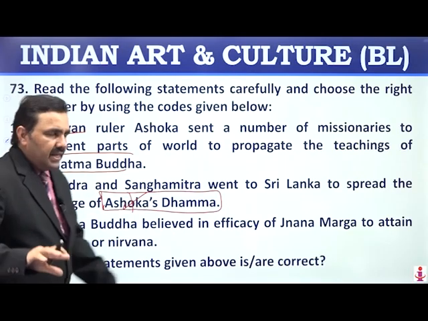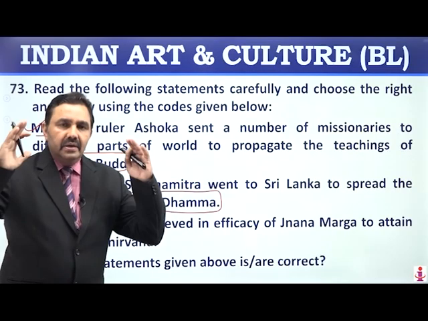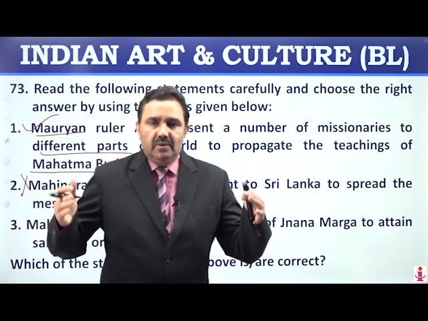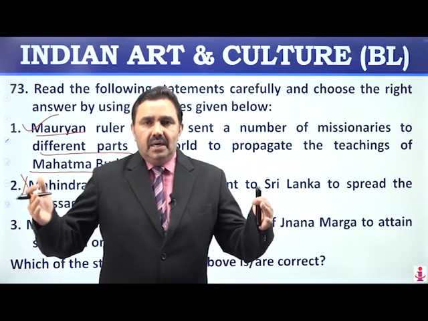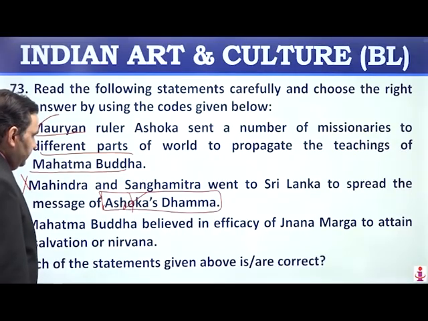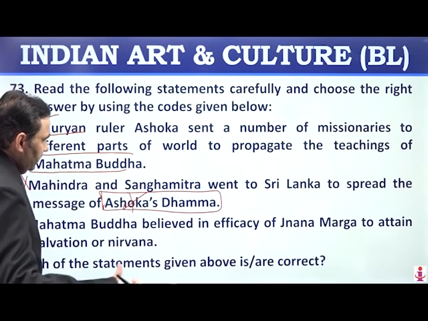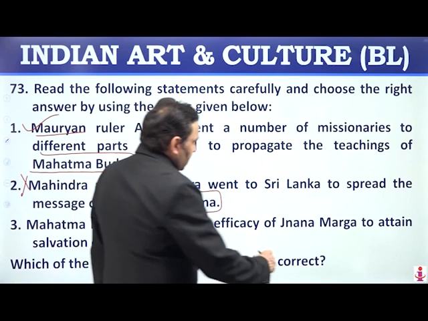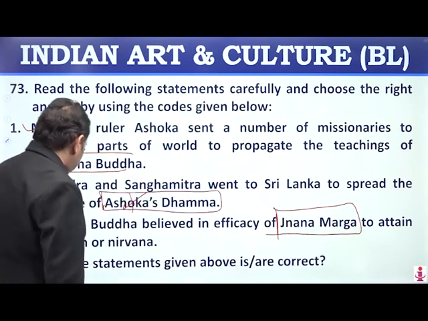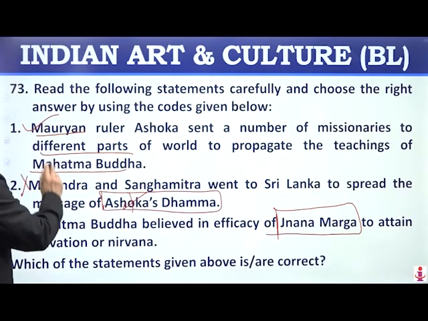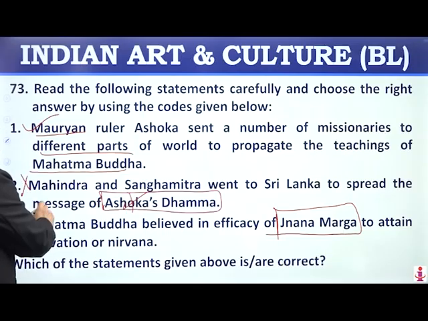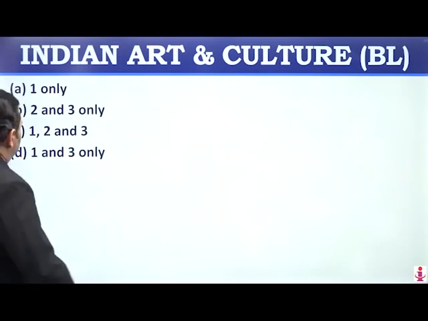Ashoka's Dhamma and Buddhism were not the same, they were different. Ashoka's Dhamma was just an ethical moral code of conduct. It was not a religion. Mahatma Buddha believed in the efficacy of Gyan Marg, the path of knowledge. Gyan Marg means you attain knowledge and you get salvation, you get nirvana. Correct. 1 and 3 are correct. Second is wrong. Option is D.